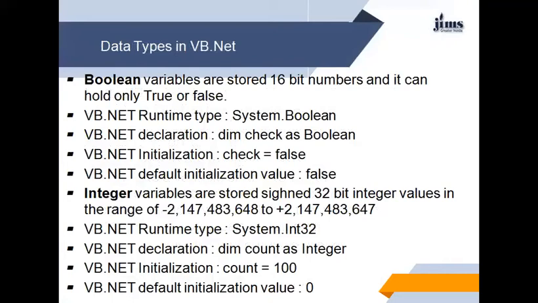Let's see another data type, Integer. Integer variables are stored as a 32-bit integer value in the range of -2147483648 to 2147483647. The VB.NET runtime type is System.Int32. Dim counts As Integer, and the default initialization value is 0.